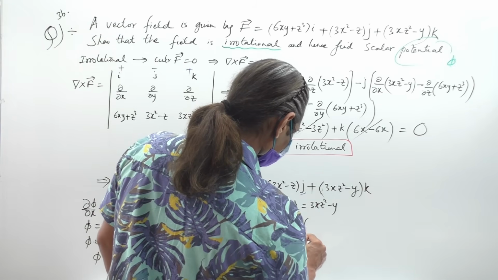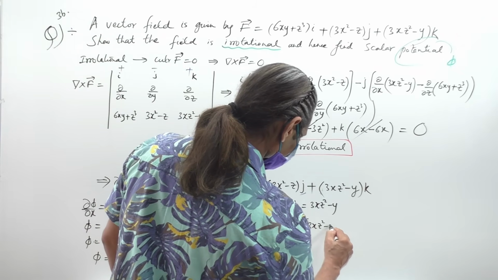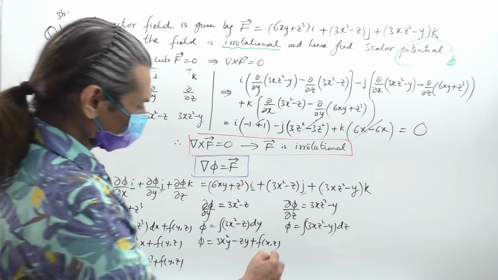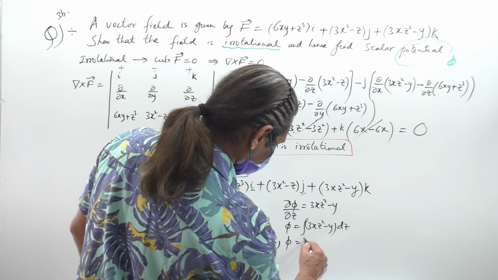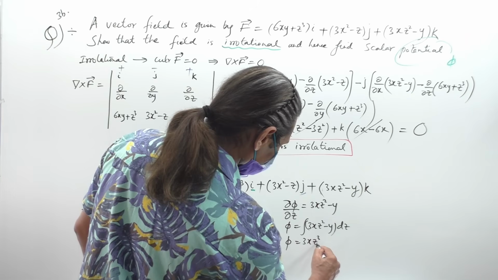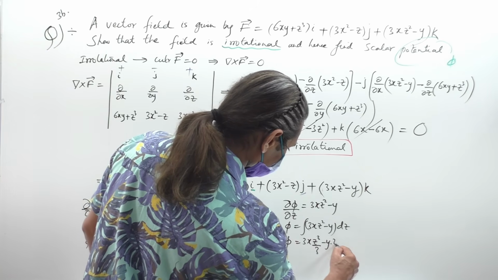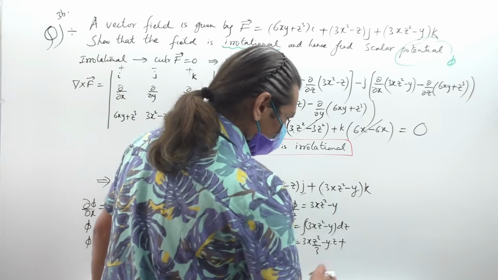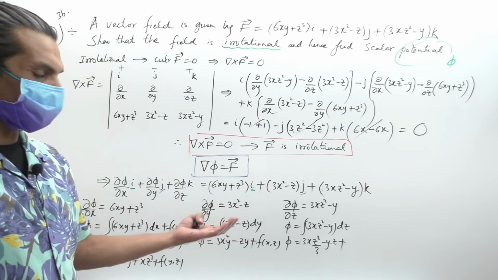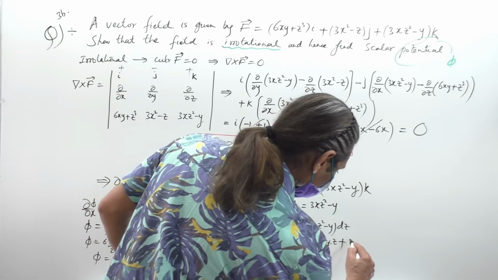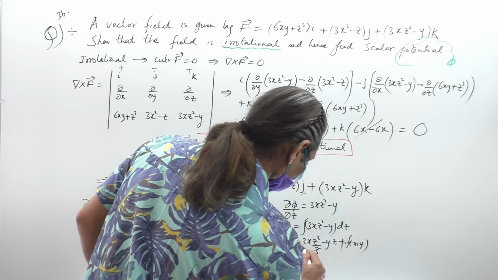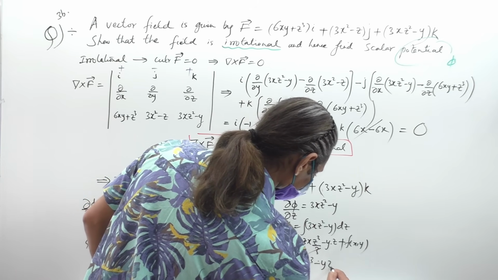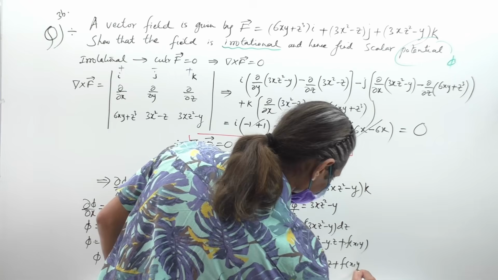So φ is equal to the integration of (3x² − y) dz. Now we integrate this. φ will be 3x as it is, integration of z² is z³/3, minus y as it is into z, plus, since I am integrating with respect to z, the remaining variables are x and y, so f of x comma y. The 3 cancels. So φ is xz³ − yz plus f(x, y).